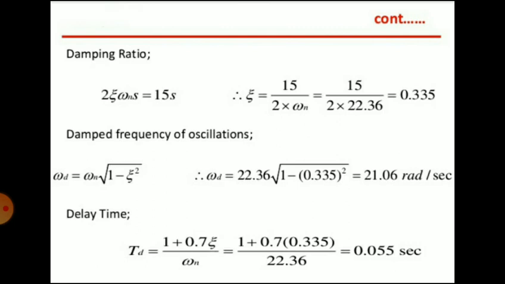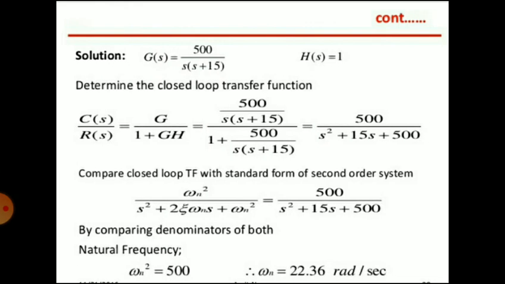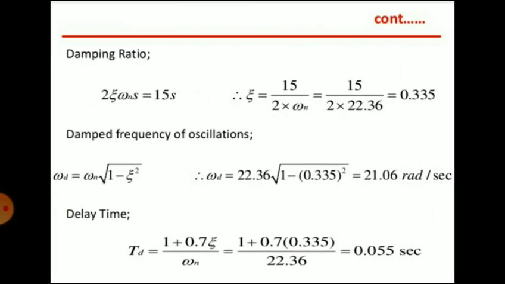Then damping ratio. Compare the middle term of the standard form with the middle term of the denominator of the closed loop transfer function. So twice zeta omega n is equal to 15. So zeta equal to 0.335. Then find out the damped frequency of oscillations. Omega d equal to omega n under root 1 minus zeta square. You will get omega d equal to 21.06 radian per second.